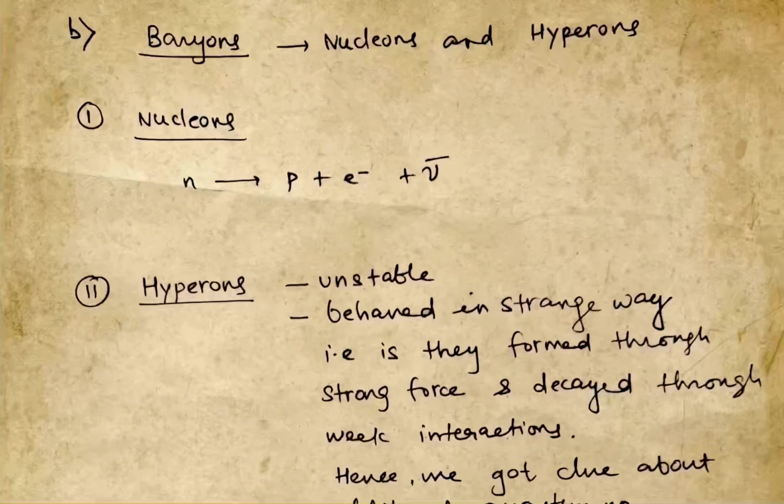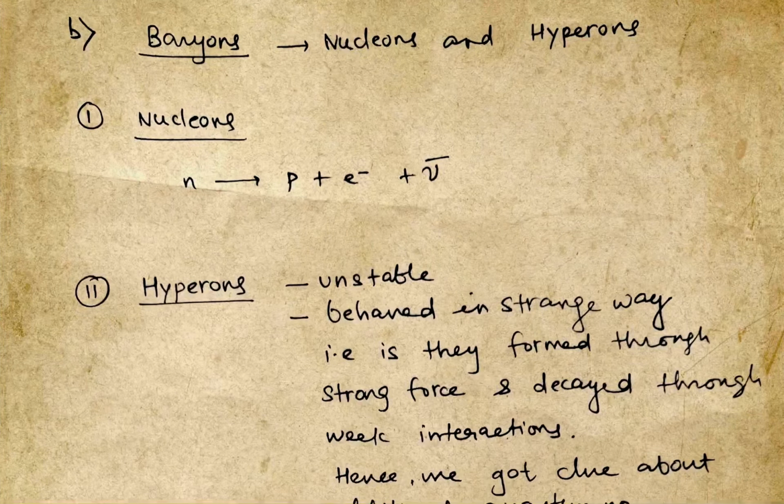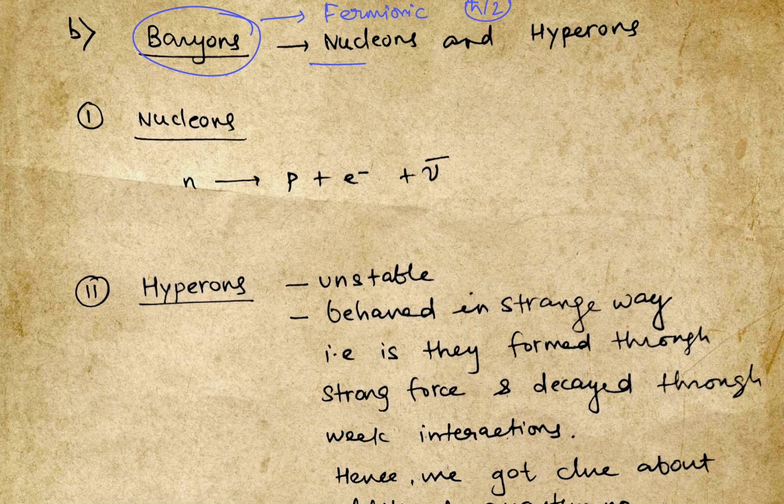Now let us move to the last classification of hadrons, that is baryons. We know baryons are what? Fermionic, and they have spin in multiples of h bar by 2. So we have nucleons and hyperons here. Nucleons, obviously we know, are neutron, proton, and their antiparticles.